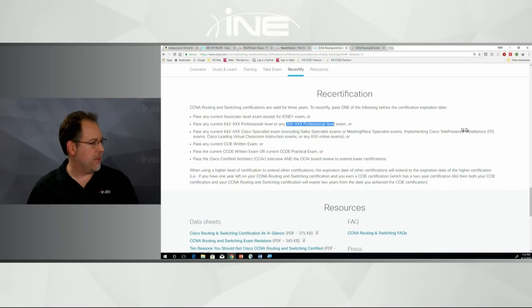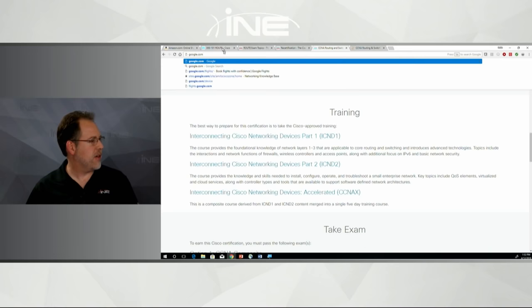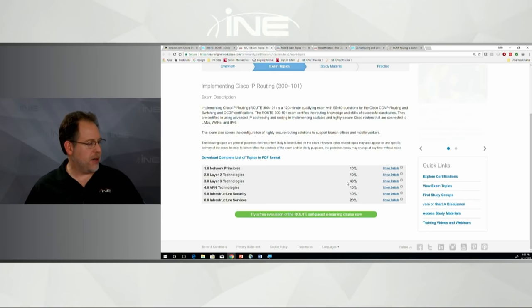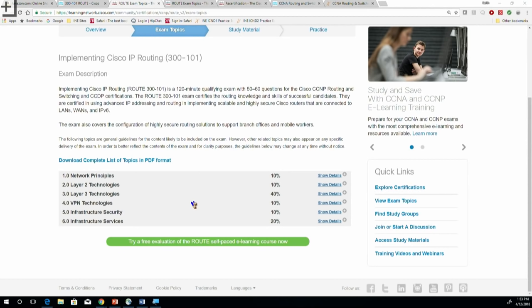Let me show you something which will help you prepare for route. So here in route, when we look in the blueprint, I'll give you a little hint. You can see that 40% of the questions come from layer 3 technologies. So that could lead you to believe, I'm going to spend the majority of my study time learning about OSPF, EIGRP, RIP, and BGP, and that should be good. Well, you would fail. I definitely would recommend that, let's open up the details here on infrastructure security.